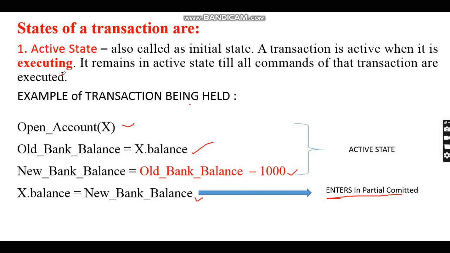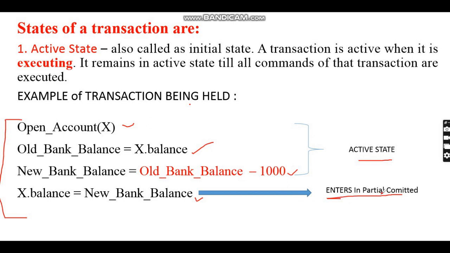As long as your transaction is executing, it is in the active state. This is an example of a transaction being executed, and here you can see this is the active state. Since the instructions of the transaction are being executed, that's why we say it is in the active state.